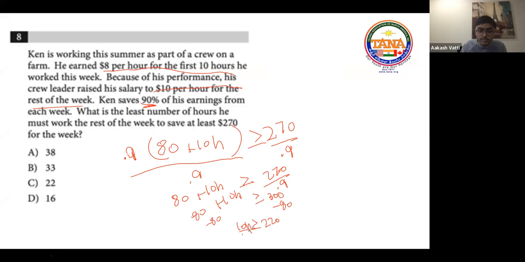All right, you divide by 10 here, and you get h is greater than or equal to 22, and you want the least amount, and the least amount for this is 22. Therefore, C is the right answer. Is that it? All right.